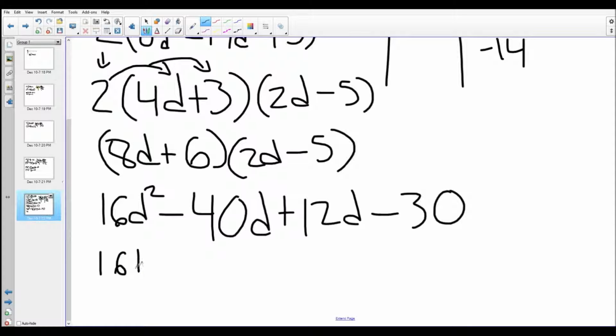So bring down 16d squared, and now we'd add these two. So negative 40 plus 12 will give us negative 28d, and then the minus 30.